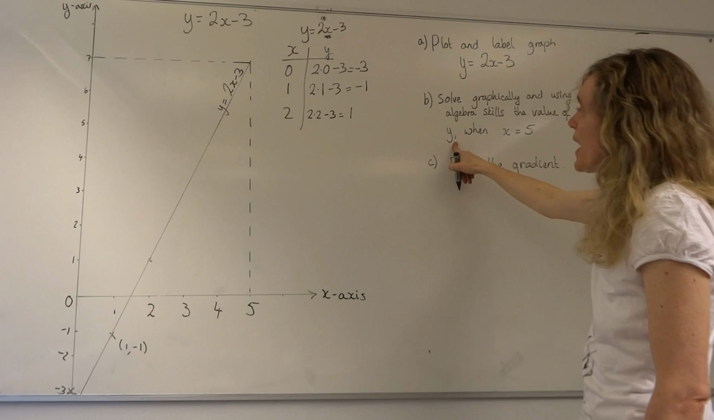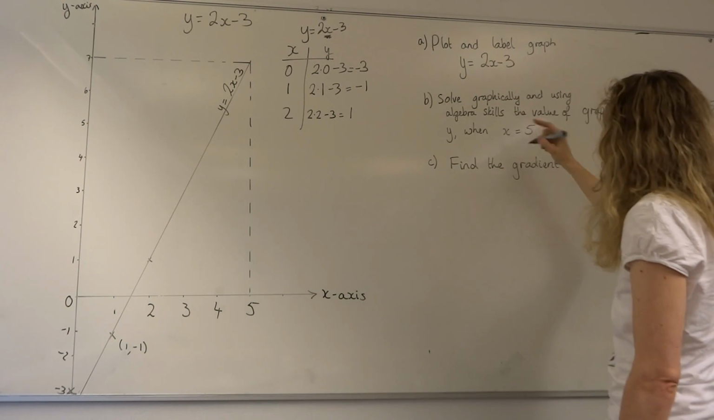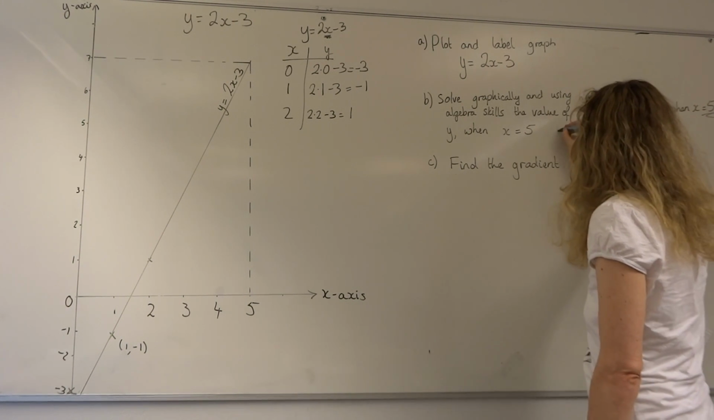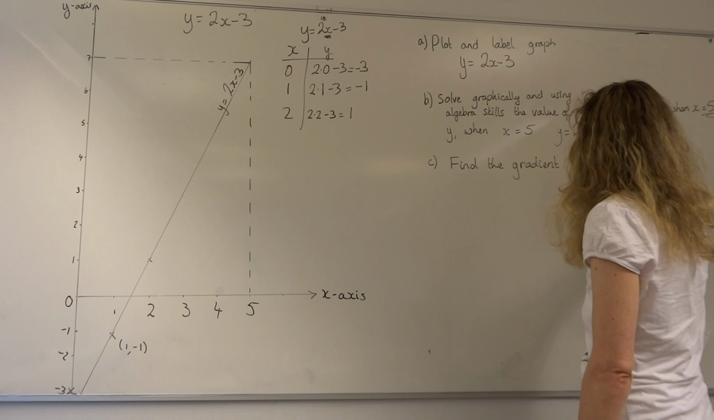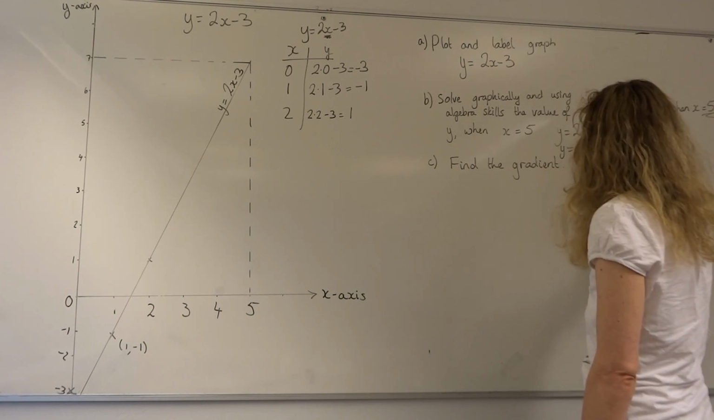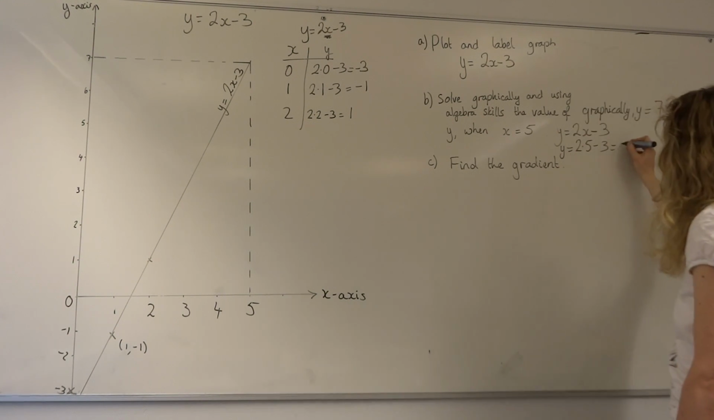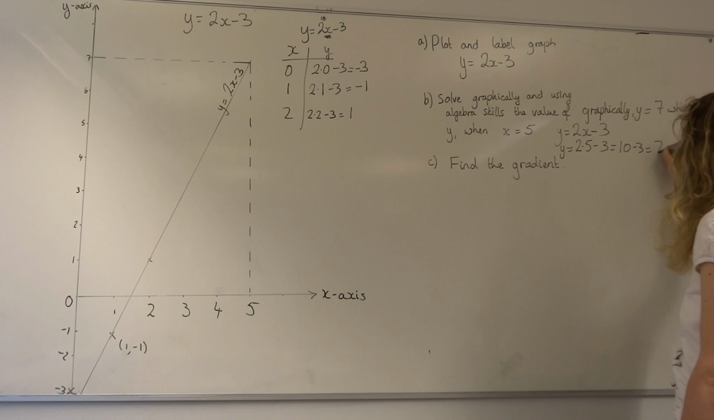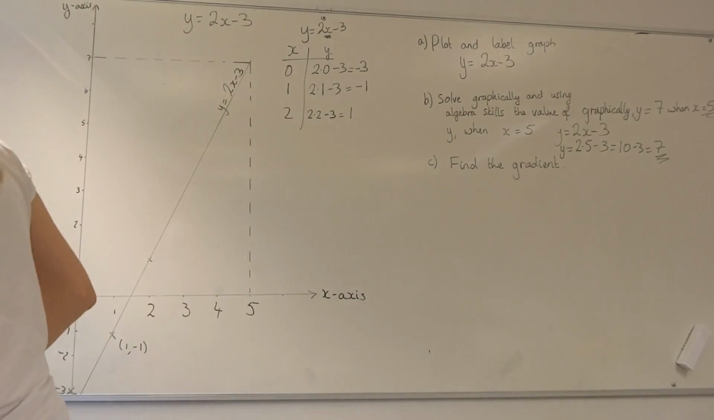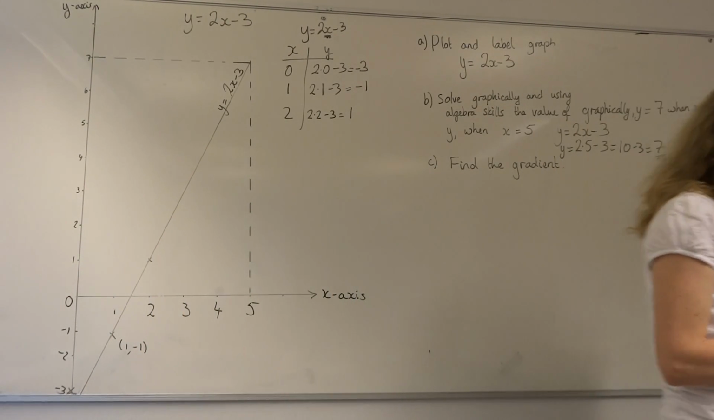What about algebraically then? Well, we know that we have the formula 2x minus 3, and we need to know algebraically what y equals. Well, y equals 2x minus 3, and x equals 5. y equals 2 times 5 minus 3. 2 times 5 is 10. 10 minus 3 is 7. So algebraically and graphically we get identical answers. The answer of y when x equals 5 is 7.